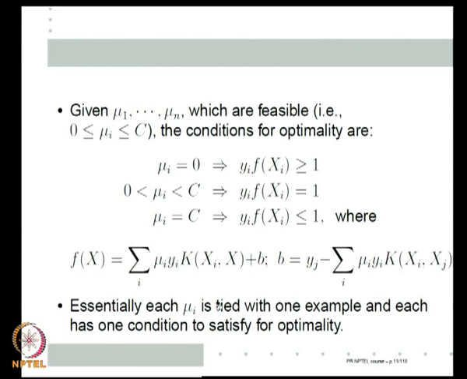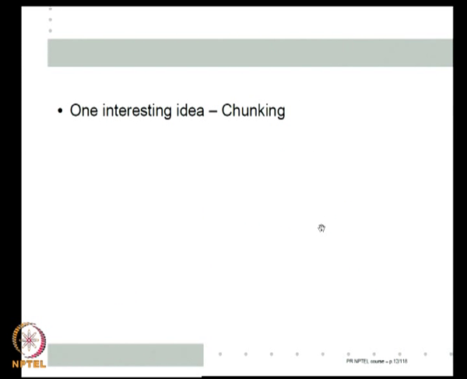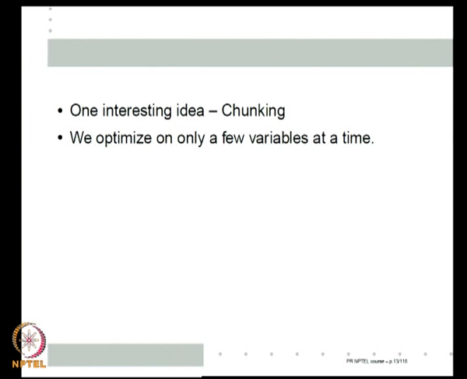Given this kind of a structure, there are many interesting tricks you can do in optimization, and one standard such trick is what is called chunking. Chunking is a very generic idea in optimization, where even though you have an optimization problem with large variables, we will optimize only on a few variables at a time.